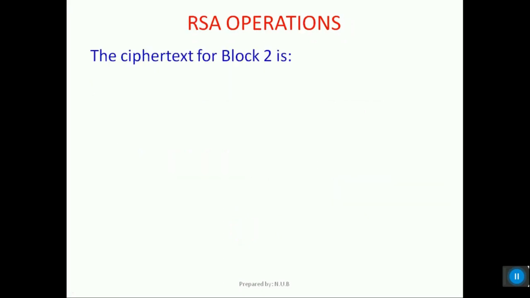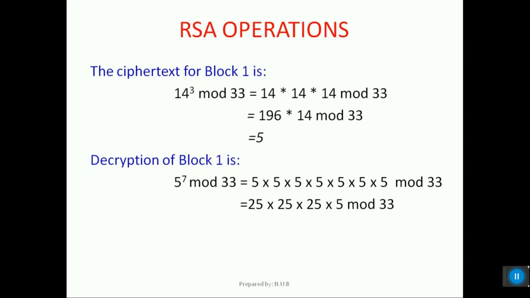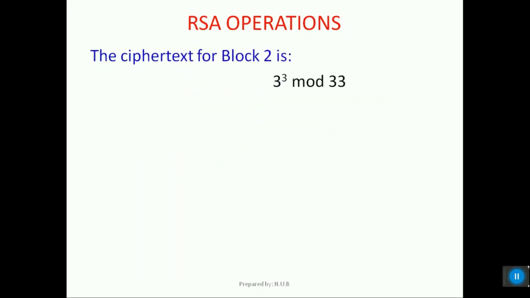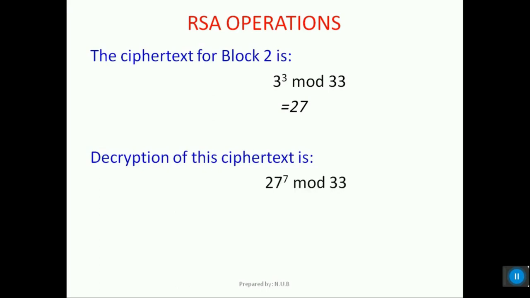If you do the same thing for the second block, which is 3, as we understood previously, 3 power the encryption key, which is 3, mod 33 comes to 27. If you do the decryption for this, 27 power the decryption key, which is 7, mod 33 comes to 3. So we have done encryption as well as decryption, which is this.